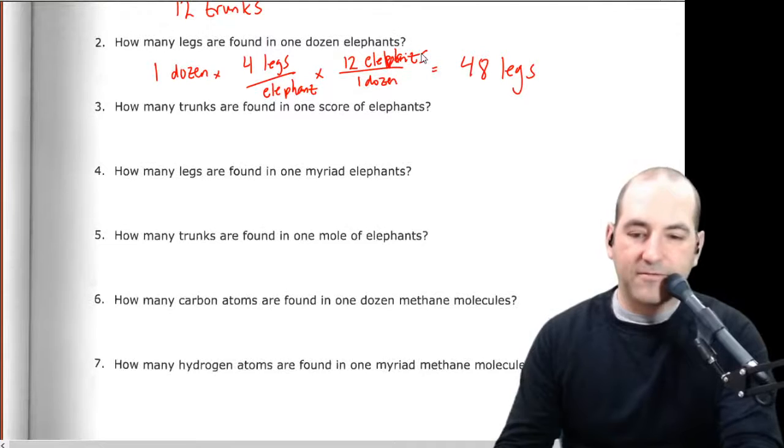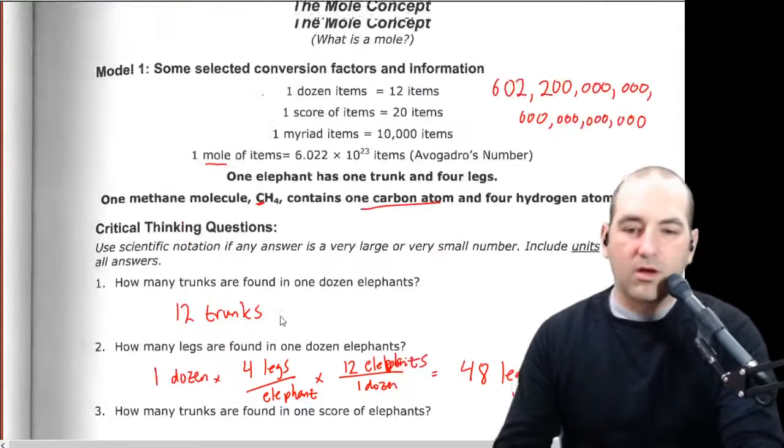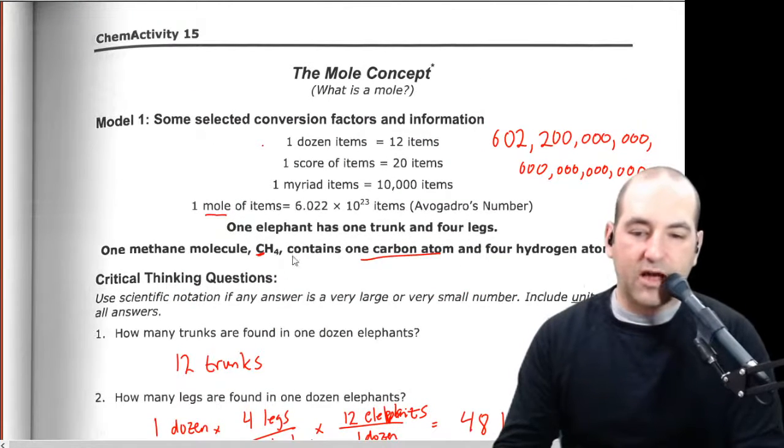So if we have a dozen, 12 methane molecules, we must have 12 carbon atoms. The hydrogens then in methane are kind of like the legs on the elephant. There's 4 per molecule. So if we have 10,000 methane molecules, we must have 40,000 hydrogen atoms.